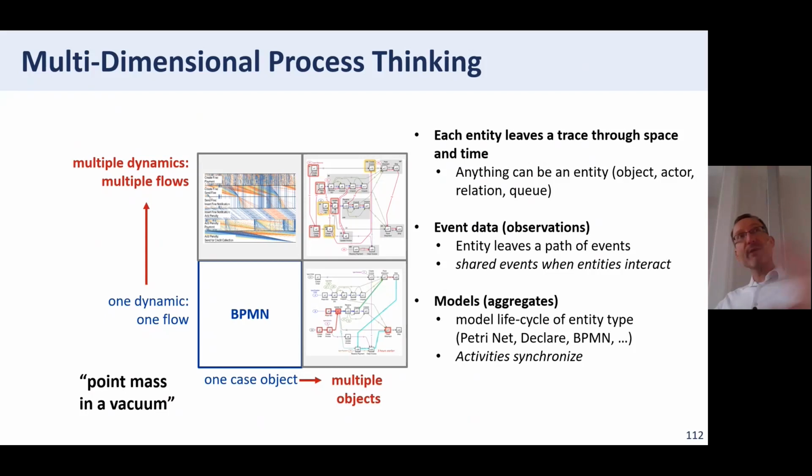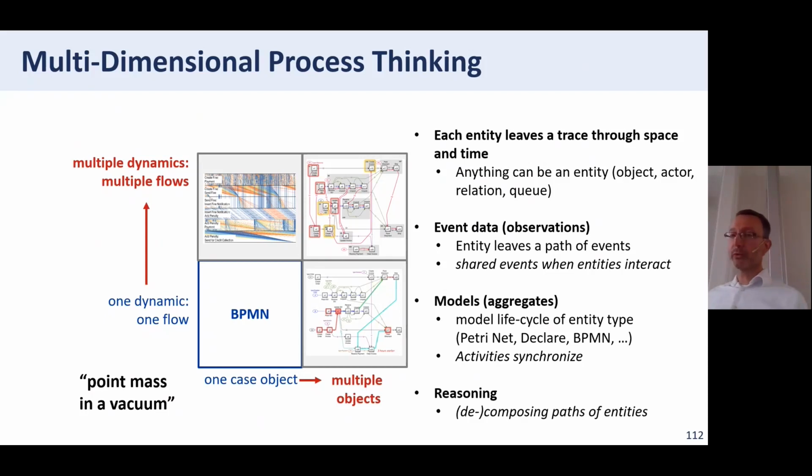And this can be anything. We can have mixed models here. You will have a BPM diagram for one part and a Declare model for another part. And over here, you just have a simple directly follows graph because that's what you want. And they synchronize on the activities because that's where entities that share events interact.